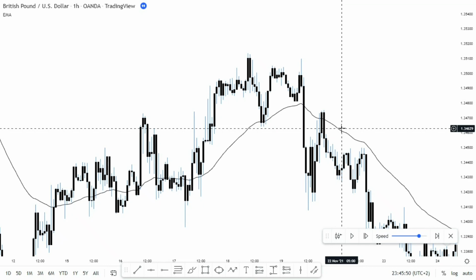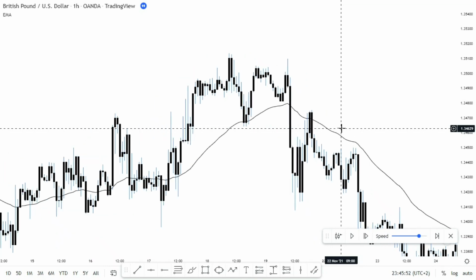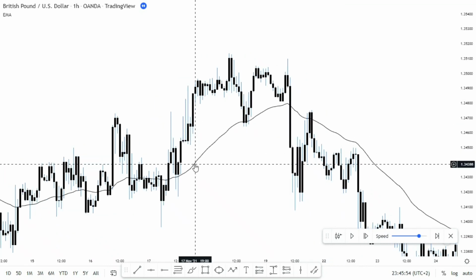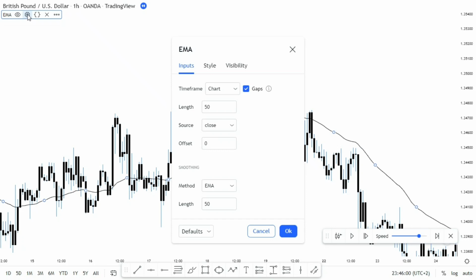So the first thing I want you to notice is how clean my chart is, right? There's no clutter on the chart. The second thing I want you to notice is this black line on my chart. This line is what we call an EMA. Now there's different types of moving averages. This one is called the exponential moving average, and it's no secret I use the 50 EMA.